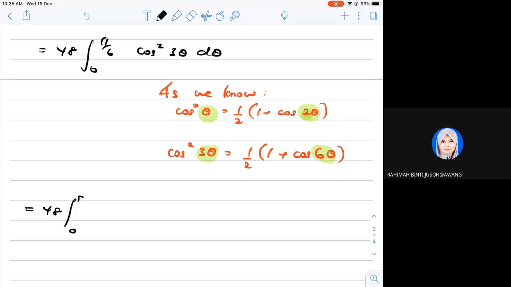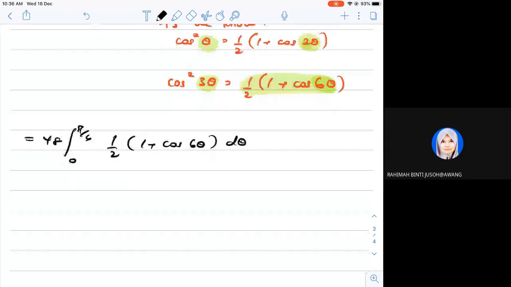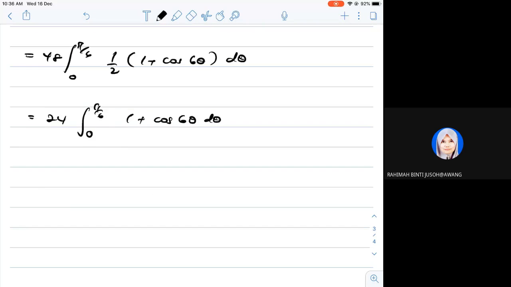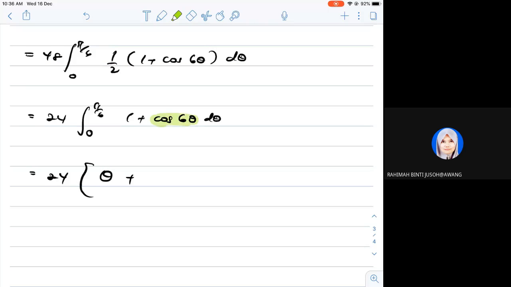Okay, so from 0 to pi over 6, we need to substitute this with this one. So we will have cos squared becomes 1 over 2 times (1 plus cos 6 theta) d theta. So we will have 48 times half, we have 24, integral from 0 to pi over 6 of (1 plus cos 6 theta) d theta. So finally, 24. Integrate 1, we will get theta. Plus integrate cos, we will get what?